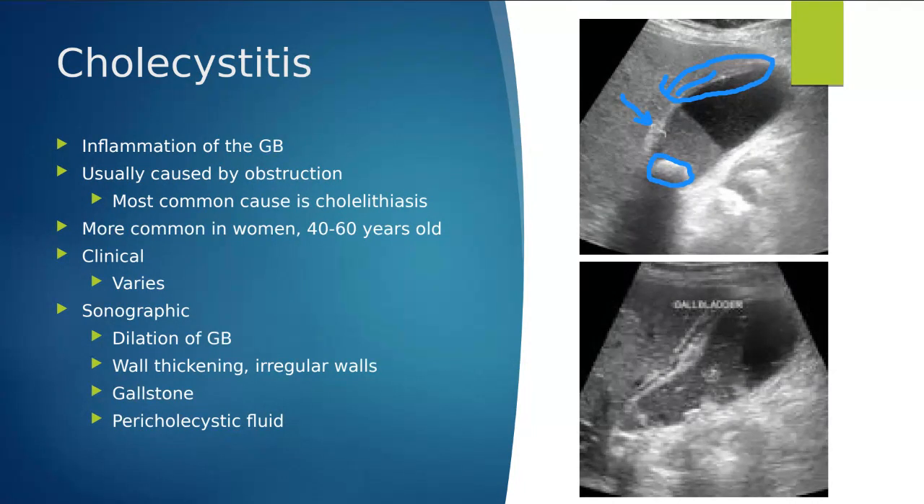Picture on the bottom, this is definitely an emergent situation. Our gallbladder wall is extremely thick. We're seeing pericholecystic fluid. We're seeing very irregular sludge and debris in this gallbladder. So we would want to make sure in both cases to get immediate medical attention, but the picture on the bottom is a more severe case of cholecystitis.